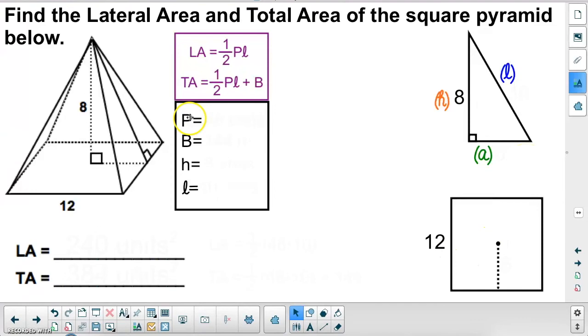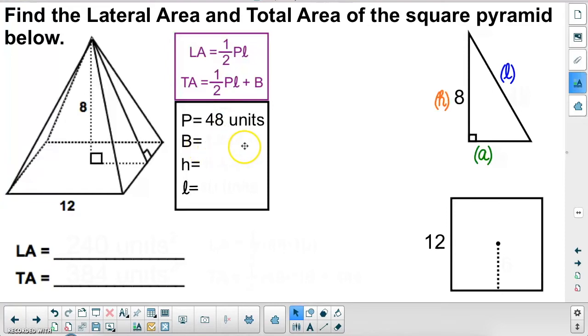So let's go ahead and start using what we know to find P, B, H, and L to be able to plug into our formulas. So for P, the perimeter of our base, well, this is a square pyramid, so we know all of the sides are going to be 12. So 12 times 4 is 48 units.